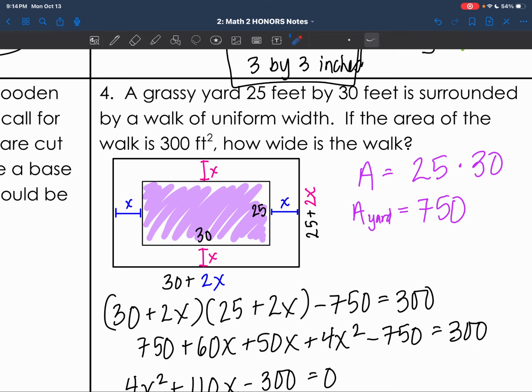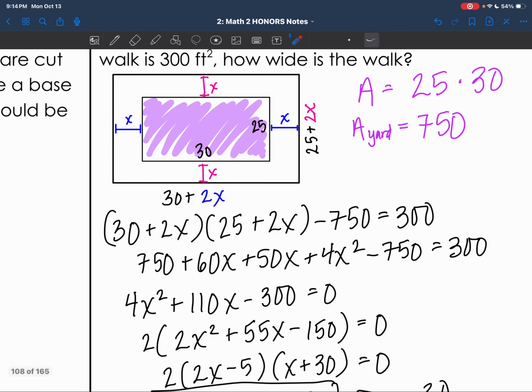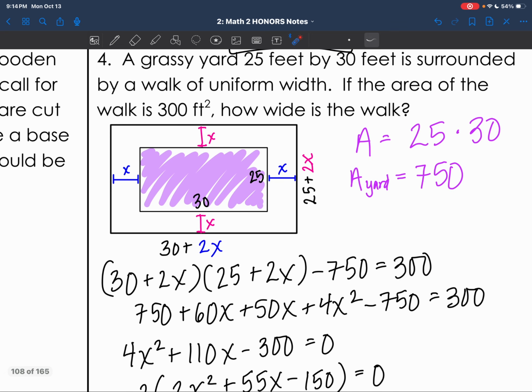So we're basically looking for the area of the yard, which is 750, and I know that's the purple part. So we're going to take all of this and figure out the area of the other part, because we know the area of the walk is 300. Just remember, if we take this side, we're taking x plus 30 plus x, so you get 30 plus 2x. And this side, we know it's x plus 25 plus x. So that's where we got 25 plus 2x for that side.